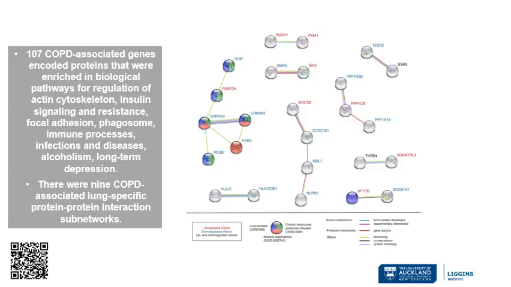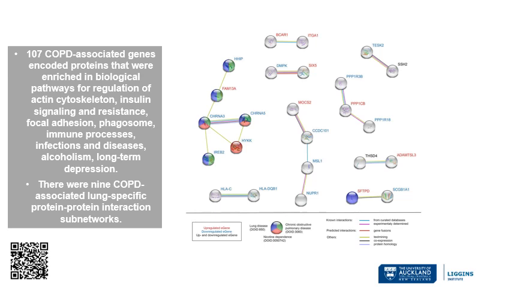So doing this basically enabled us to do two things. One was to identify the genes whose transcript levels are associated with the COPD-associated SNPs, and we did that. We found 107 COPD-associated genes, and these genes encoded proteins that were enriched in biological pathways for the regulation of actin cytoskeleton, insulin signaling resistance, focal adhesions, all sorts of things.